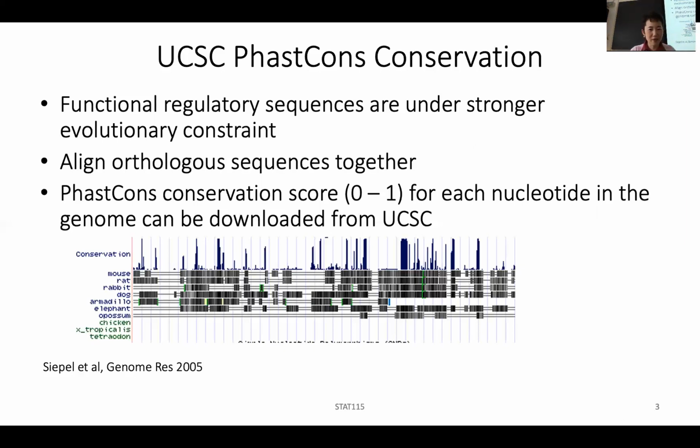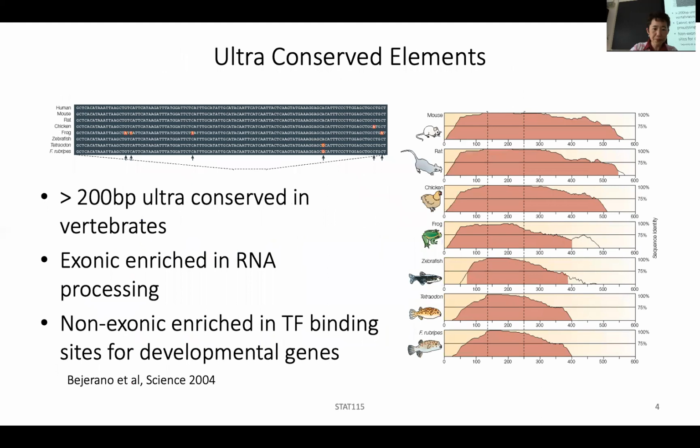Sorry, fish does have ovary. They don't have a mammary gland, right? So that's the difference. And so you can use conservation to eliminate sequence so that if you have to look far away from the transcription start site, you don't need to look at all the sequences. You can narrow down your search space.